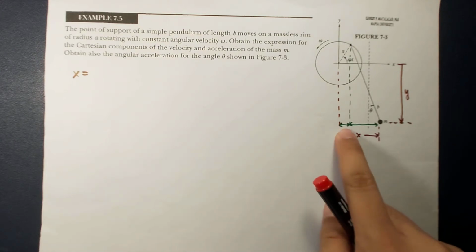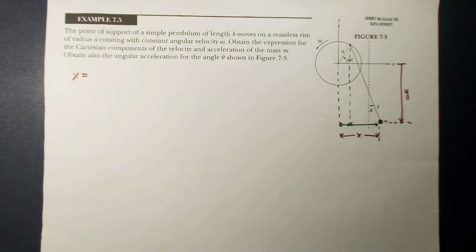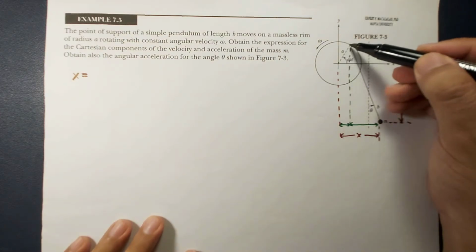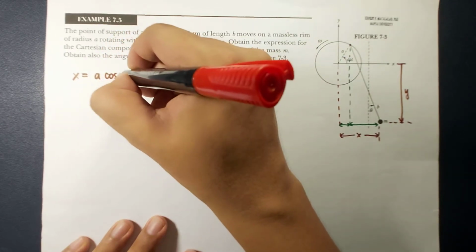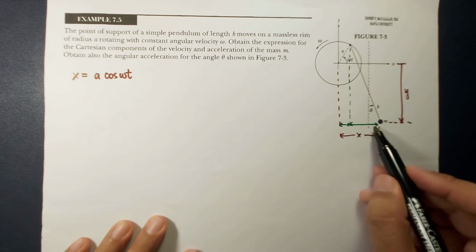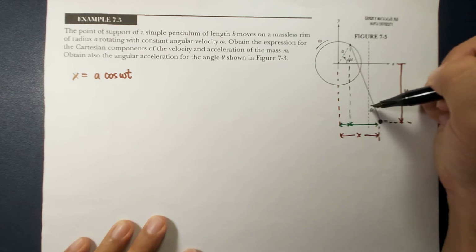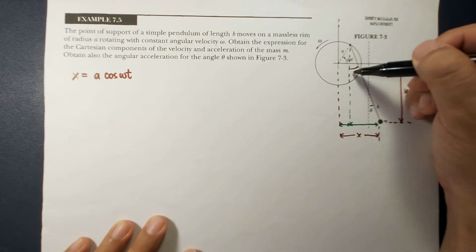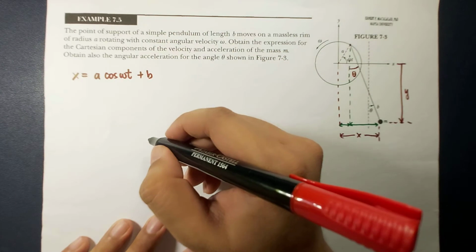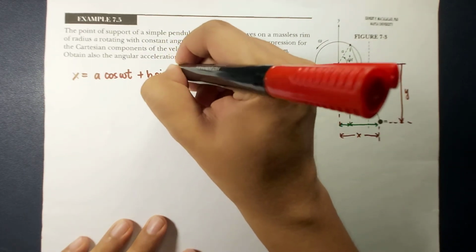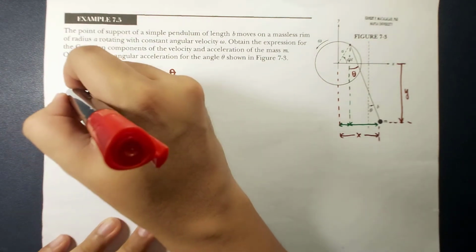The first part, this distance, is equal to a cosine omega t. And then we add this length, which is b sine theta, because if this is theta, this is also theta. Okay, clear, right?